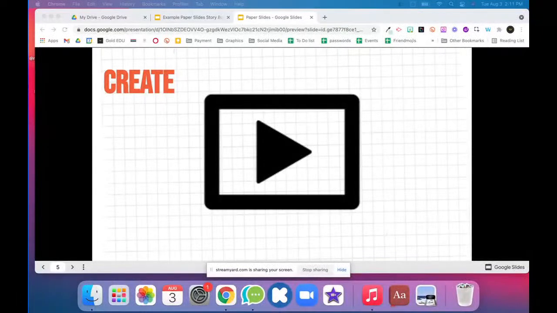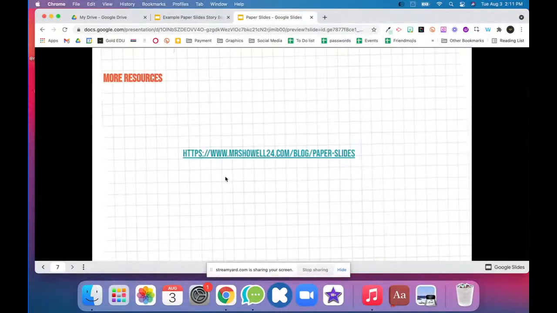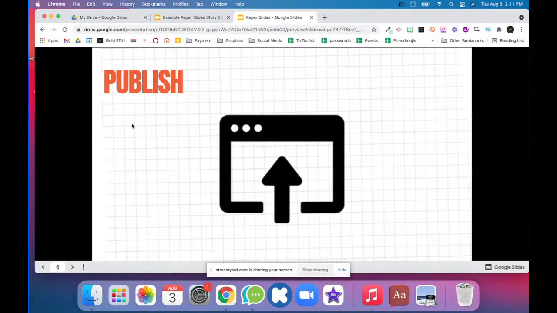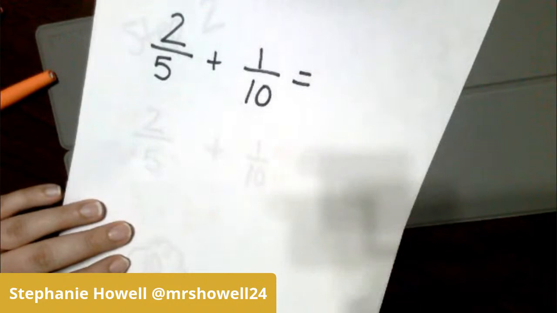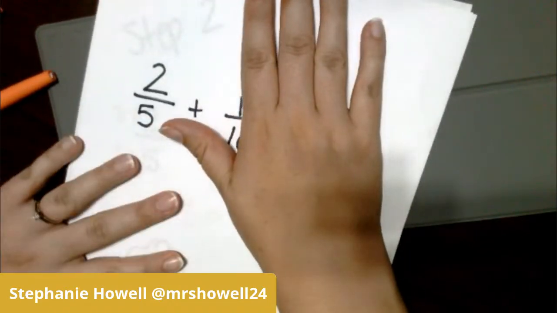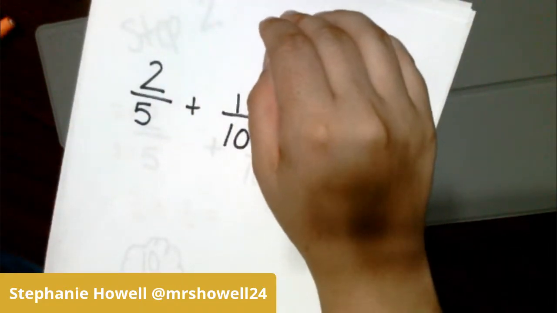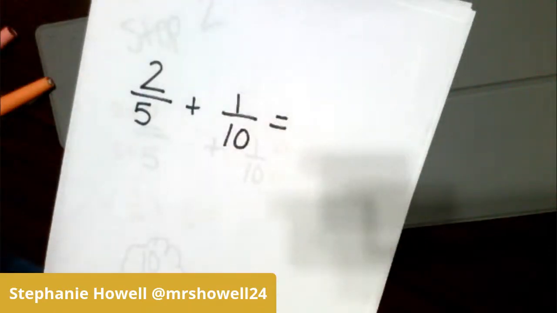So then the final step is to, hold on, wait for it, publish. So now the students are ready to publish their work. And so what that means is they're going to take their paper slide and they're going to grab an iPad, a cell phone, whatever they can use to record their work. And so they could use Flipgrid, WeVideo, they could use whatever application they can for video, okay?